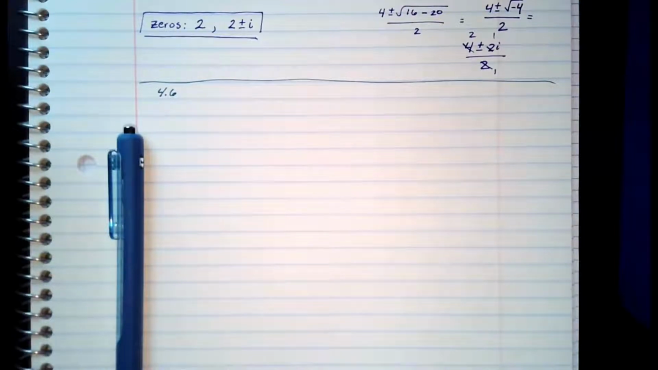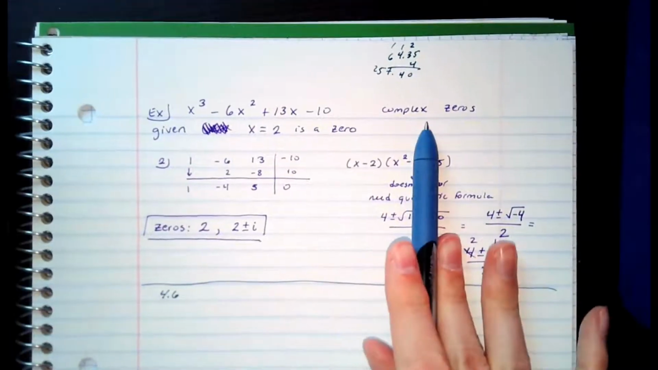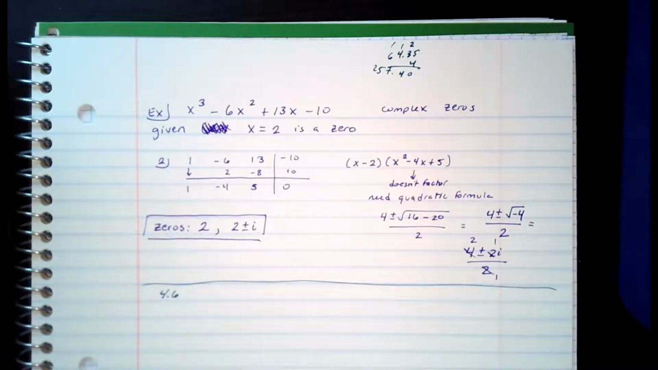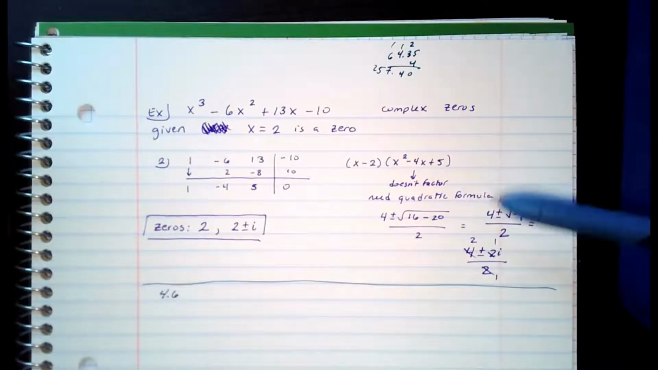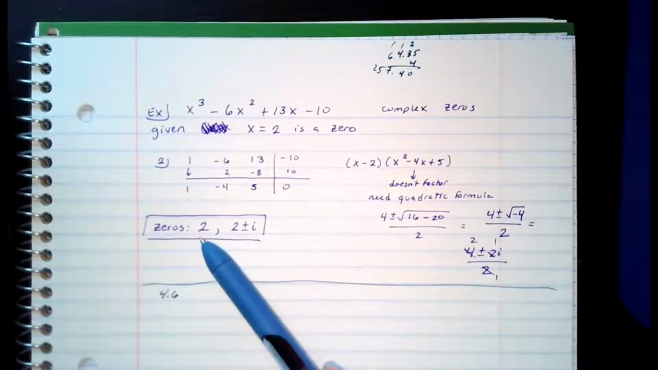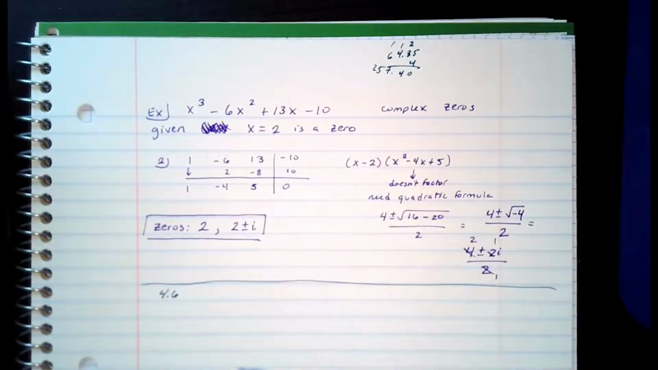Wrapping up 4.6. So we had talked about finding zeros. When I said complex zeros, that wasn't any different than 4.5. It was just that we sometimes get to a place where we get some complex roots, some stuff with i. So 2 is still a complex zero, but 2 plus and minus i is also.